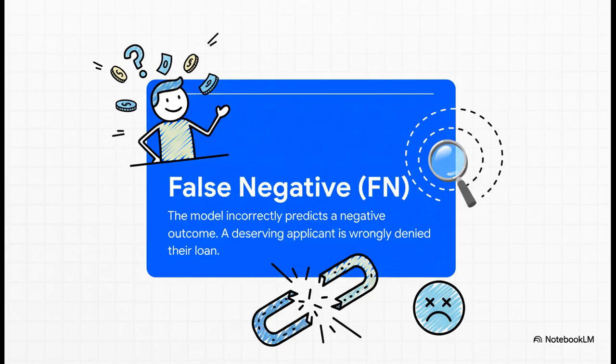But this one, the false negative, this is a devastating mistake, and it's devastating for the individual. This is a person who would have been a great customer, who would have paid back that loan, but the AI wrongly rejected them. It's a huge lost opportunity. Statisticians call this a type 2 error, and this is where unfairness so often hides.